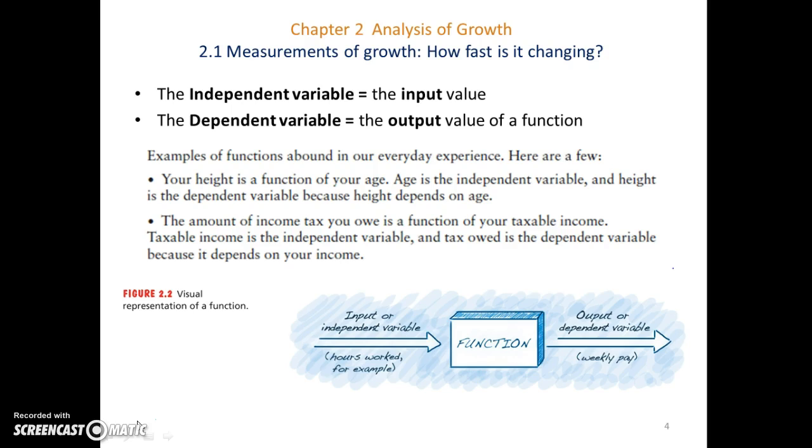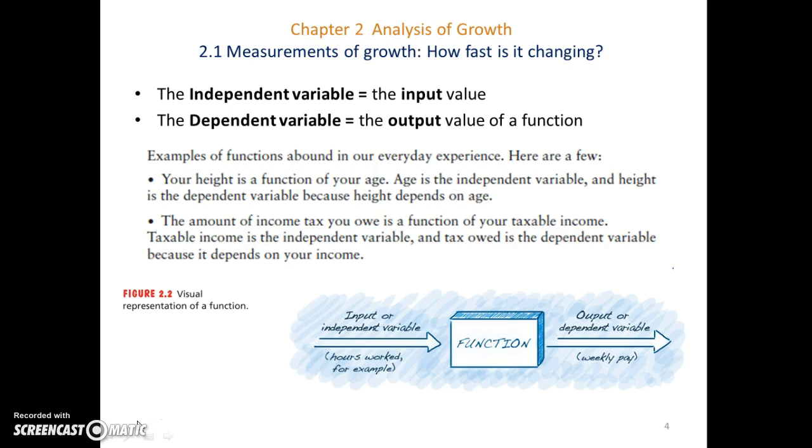So inside of a function, we're going to input something, and as a result of this function, the computations within the function will get some sort of output. Here's an example. Your height is a function of age. Age is the independent variable, and height is a dependent variable because height depends on age. Another example is the amount of income tax you owe is a function of your taxable income. Taxable income is the independent variable, and tax owed is a dependent variable because it depends on your income.